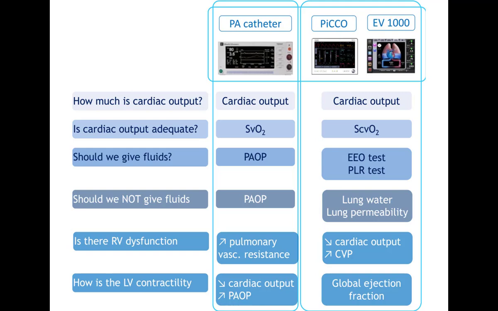Is there RV dysfunction? Now here is where the PA catheter scores over this. Increased pulmonary vascular resistance: here it only gives you a decreased cardiac output and an increased CVP. So this is where a pulmonary artery catheter totally scores over this device. Short of that, everything else is much more superior. So once you see there is no RV dysfunction, this device is a superior device. There is no doubt about it. In case there is an RV dysfunction, there is a toss up between PA catheter and this device.